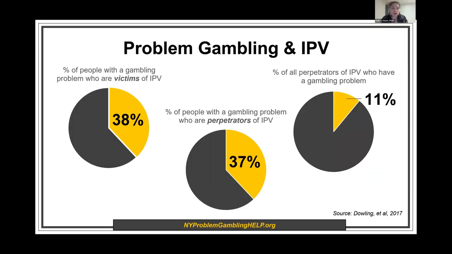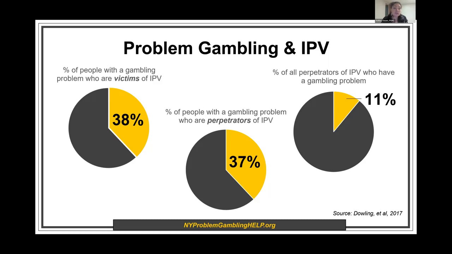So let's start with a quick overview of some of the overlap in numbers. Now, this data was collected based on people, or at least these first two graphs were based on people, who self-identified as having a gambling problem and were also asked about any kind of IPV, or interpersonal violence, involvement. And this study, which was done in 2017, showed, look at these numbers, look at this correlation.